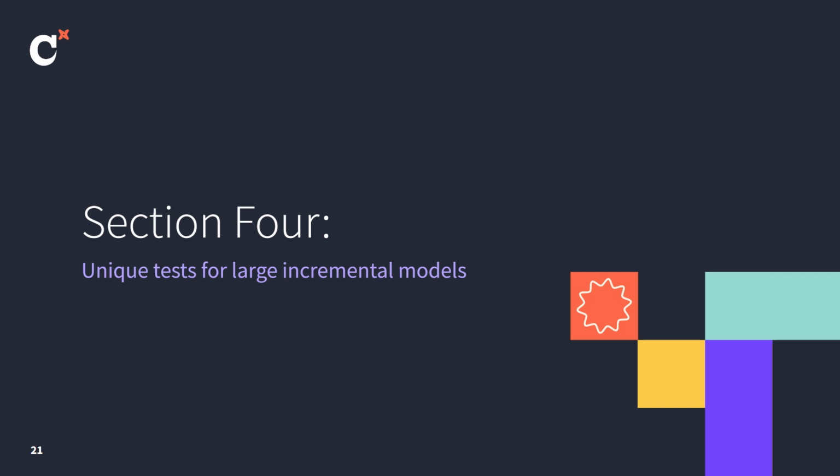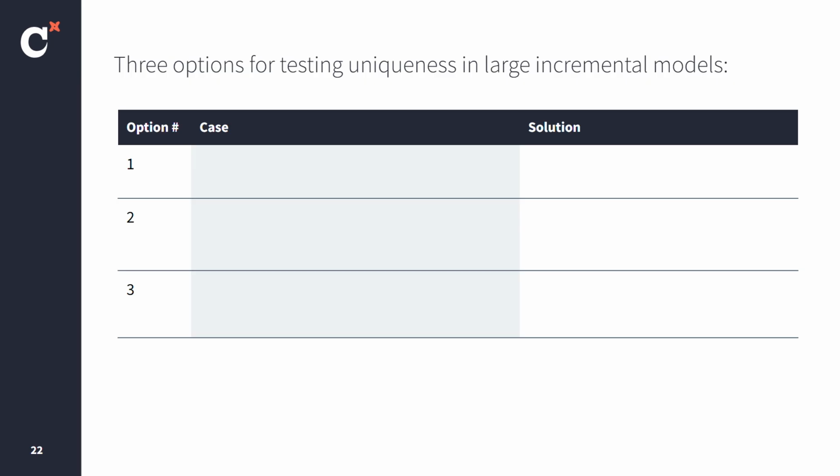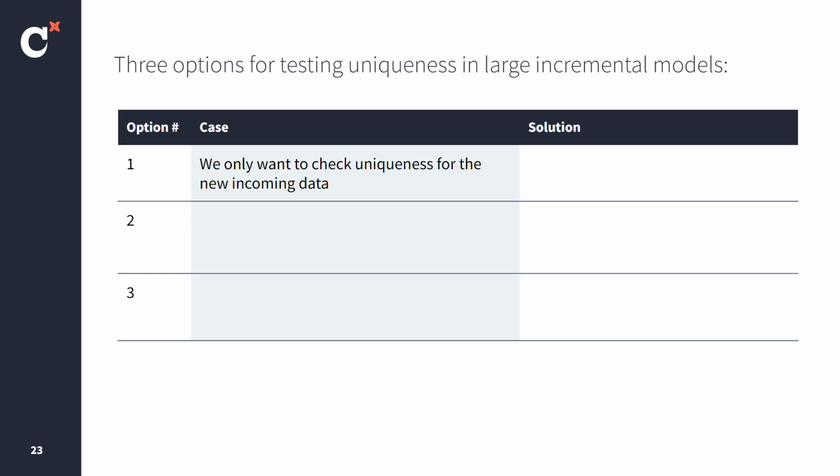So how do we solve this? We actually think that there are three different patterns that we use on different incremental models to solve this. The first one is the simplest, and it's if we want to only check uniqueness for the new incoming data. So basically, make our test incremental, just like our model is incremental. Just check the new 10 million rows or whatever it is that we added, and make sure that they are unique amongst themselves and not compare them against the existing rows. This is very simple to do. You can use DBT's built-in where clause.